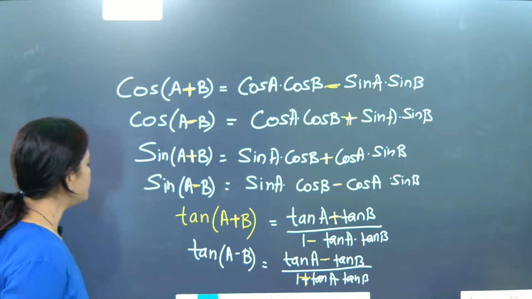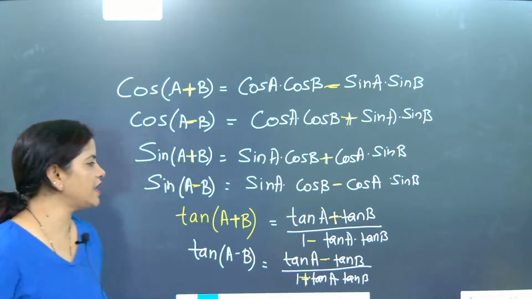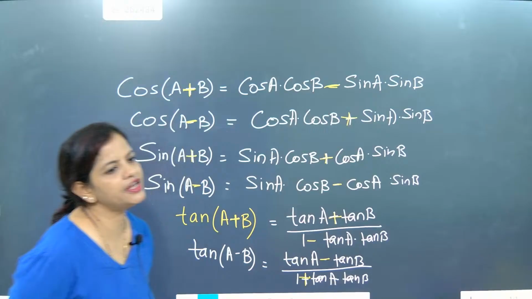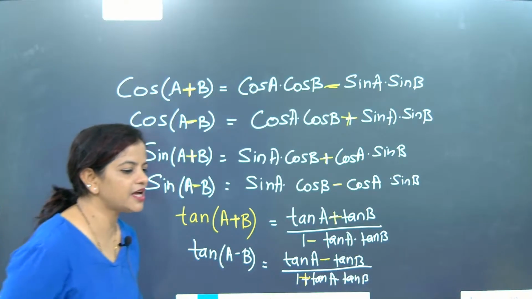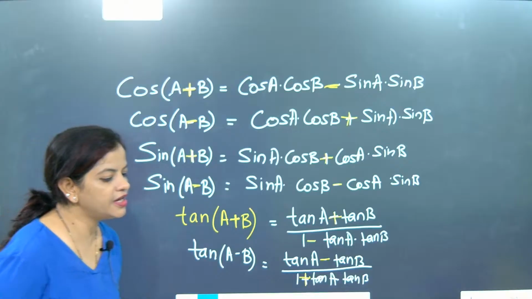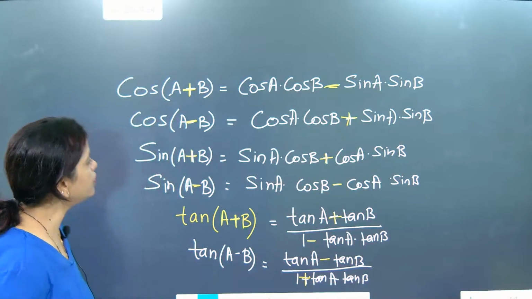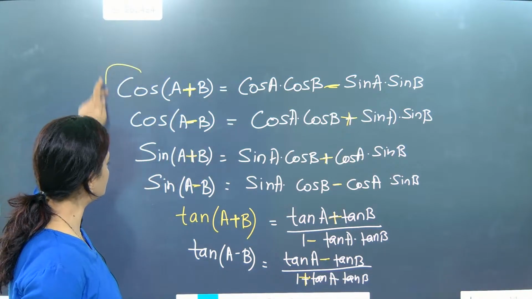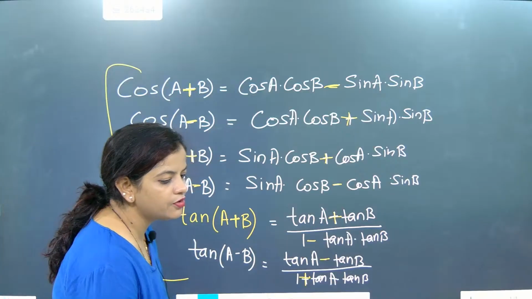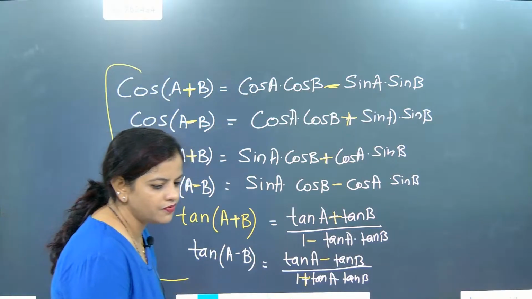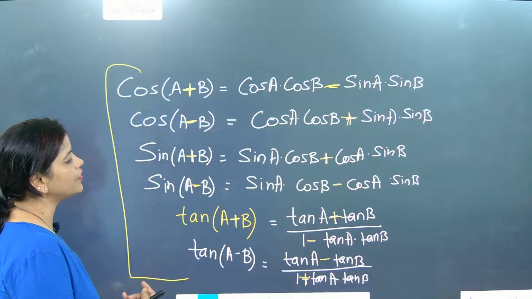I hope you might have understood. So tan of A plus B is tan A plus tan B by 1 minus tan A into tan B, and tan of A minus B is tan A minus tan B by 1 plus tan A into tan B. Now beta, these were the most crucial formulas. The cot formula is also there, but we will try to do some jugaad. Jugaad means we will try to find the shortest way to solve the questions.